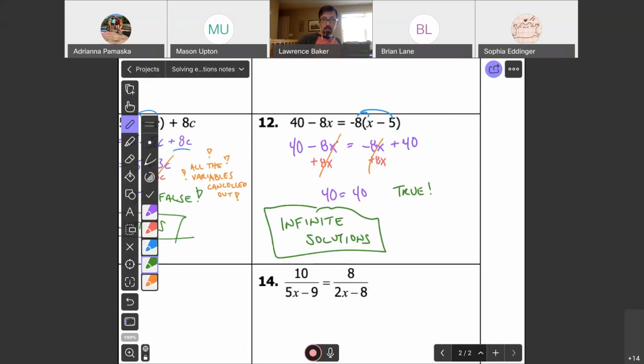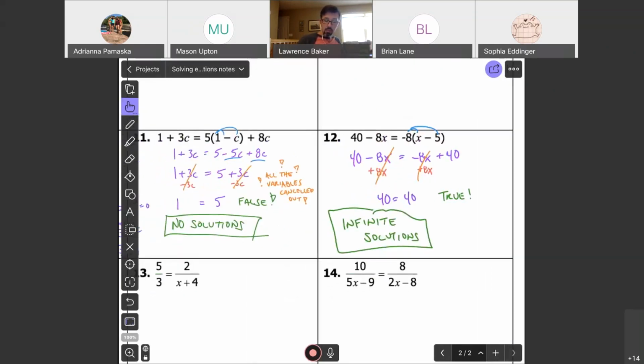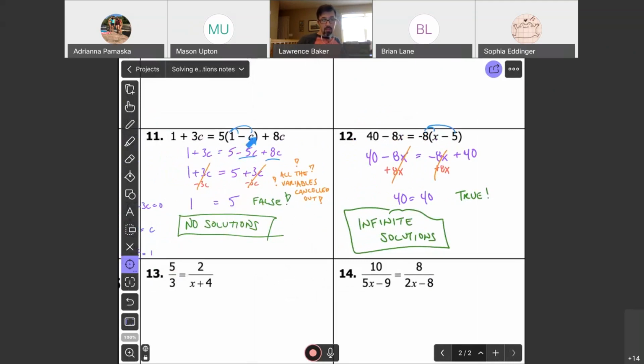Let me explain what that means. There are no values of x that we could ever plug in that would make this false. This is saying that no matter what we plugged in for x, it would always be true. If I plugged in 1, it would work. If I plugged in 10, it would work. If I plugged in negative 10, it would work. If I plugged in negative 1,000, it would work. Every number would work in here. So there's infinite solutions.